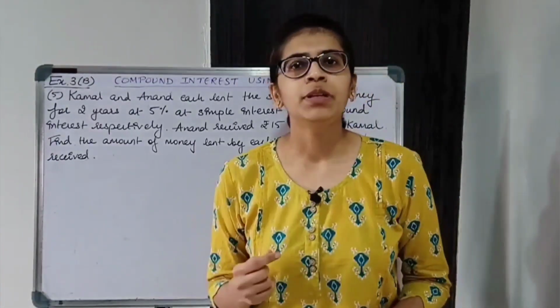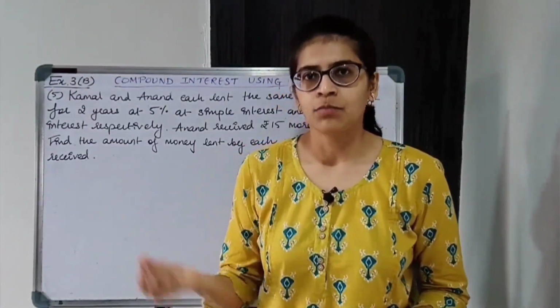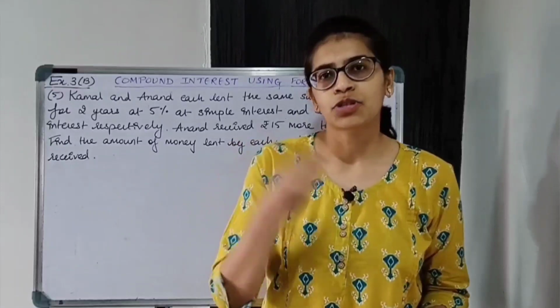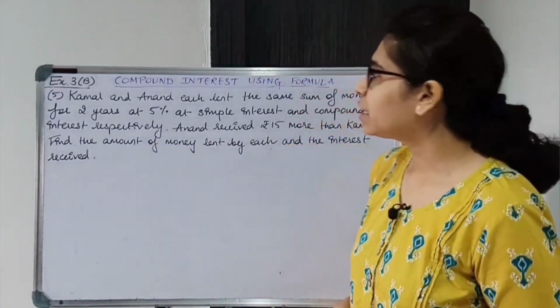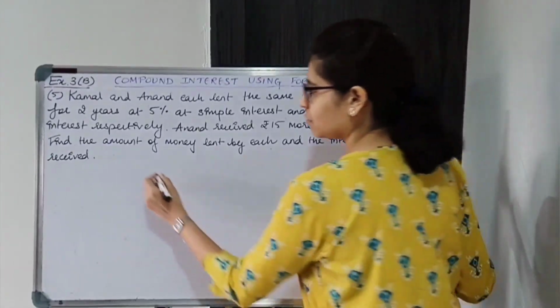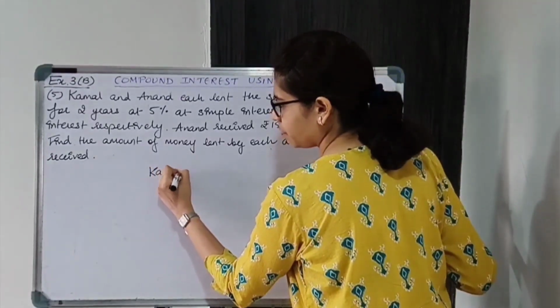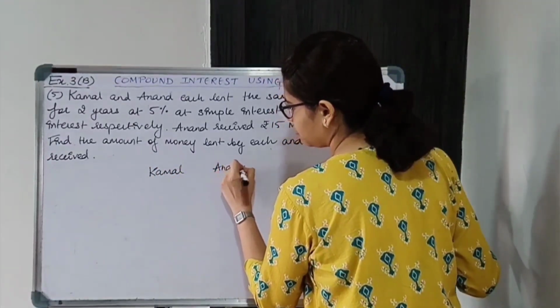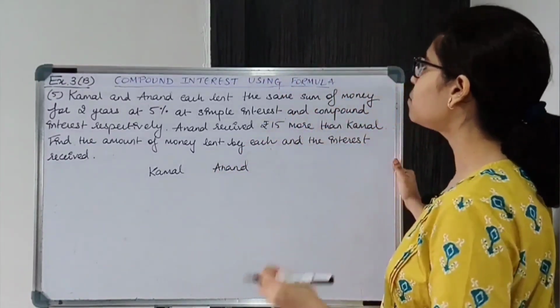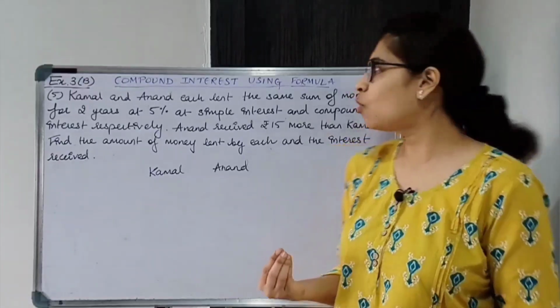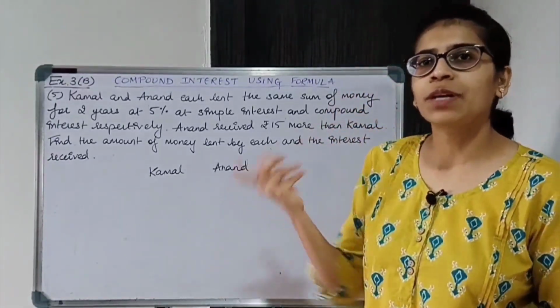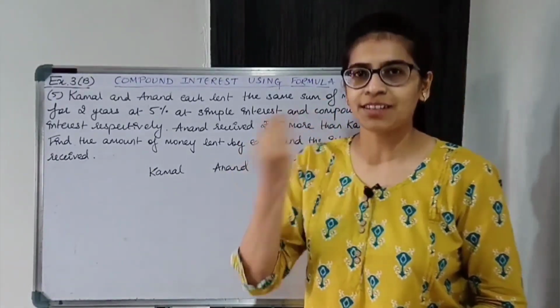Now there are two people, Kamal and Anand, and both are lending out some money. Okay, they are investing some money. So there are two people, Kamal and Anand. Each lent the same sum of money. What is the sum of money? We are not given. Okay, so when you are not given the sum of money, that is principal, you assume it to be X rupees.